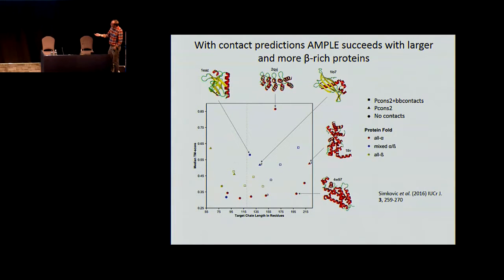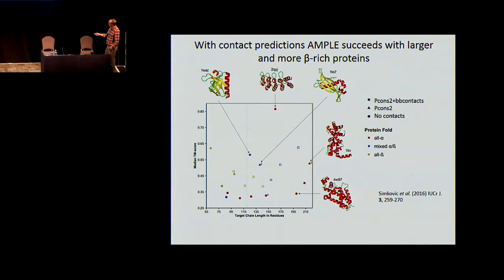So this is Felix's work from last year. Just to orientate you, this is the target length along here. You can perhaps just pick out that dotted line there. That's our previous limit of 120 residues. We challenged ourselves with much bigger proteins, right up to 220 or so. This is the model quality up here. They're colour-coded by class, so as expected, we do better with all helical proteins, and in fact some quite large all helical proteins solve even without the benefit of contacts.